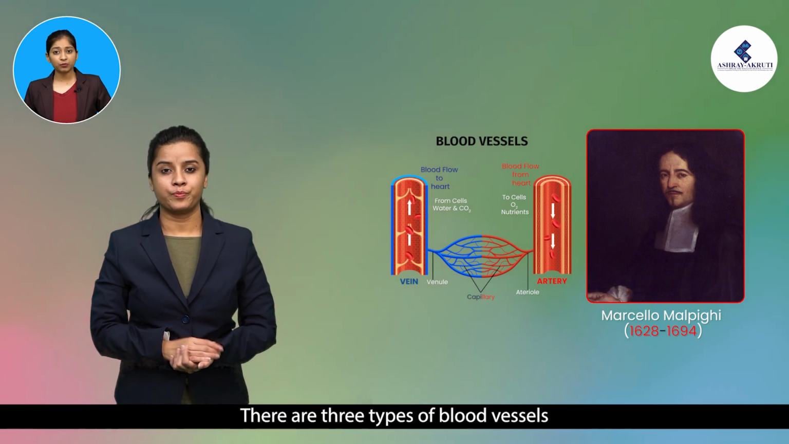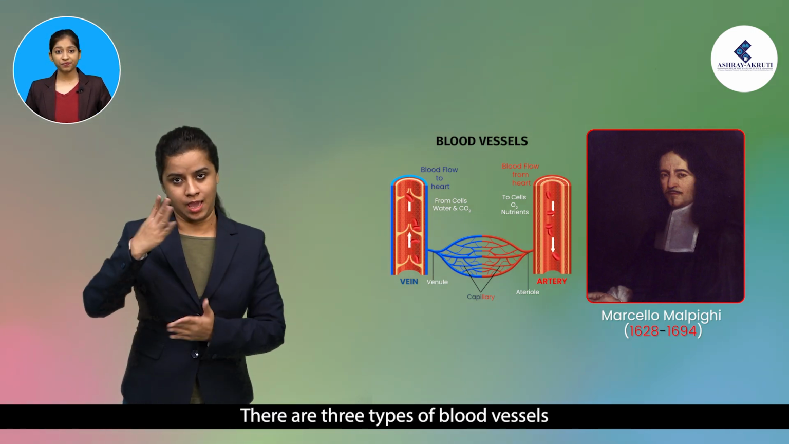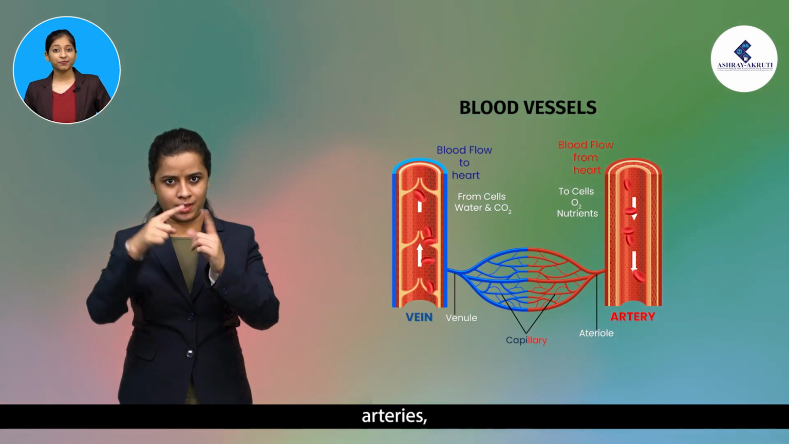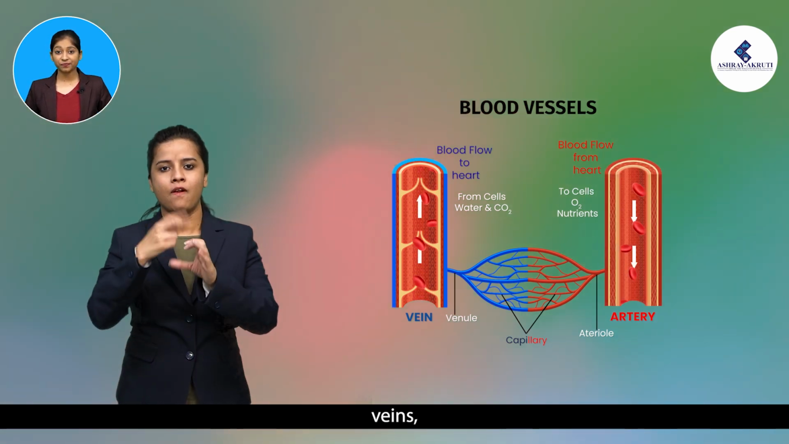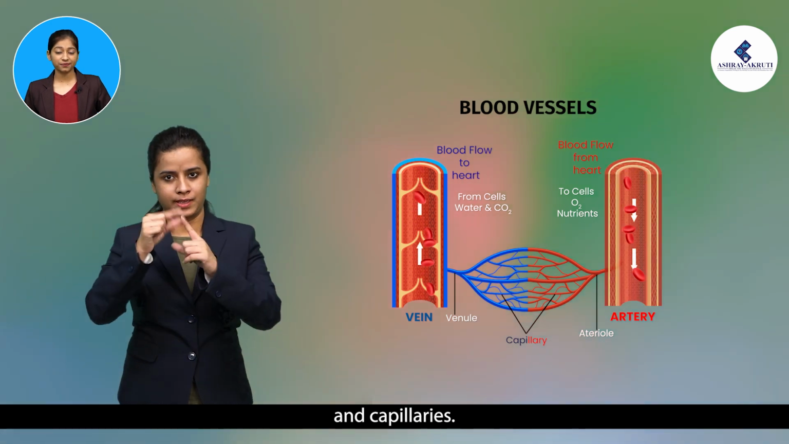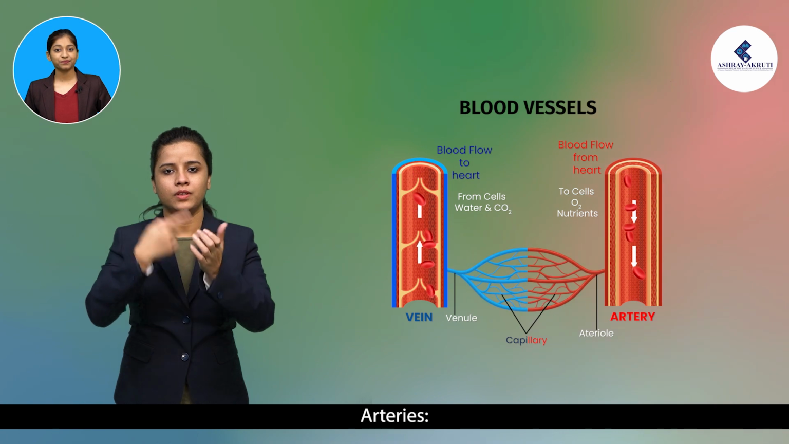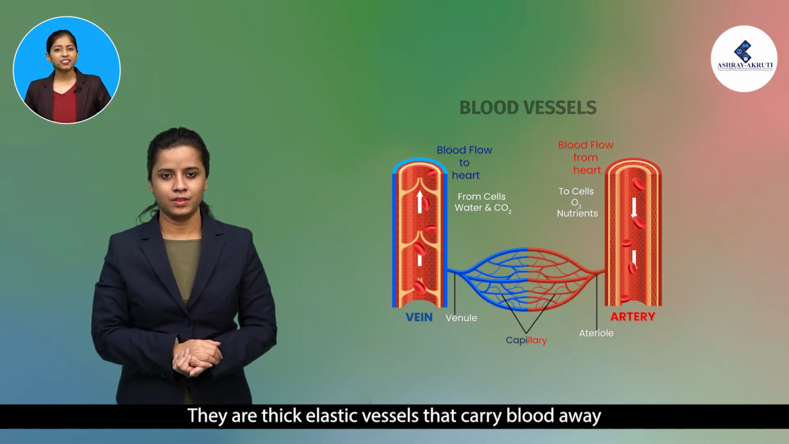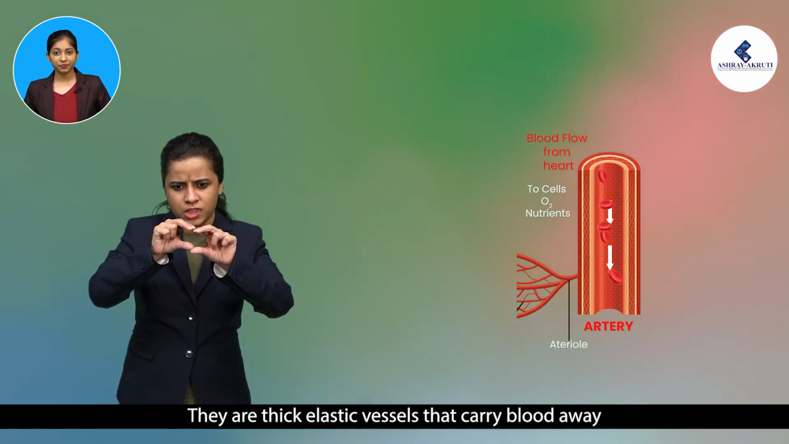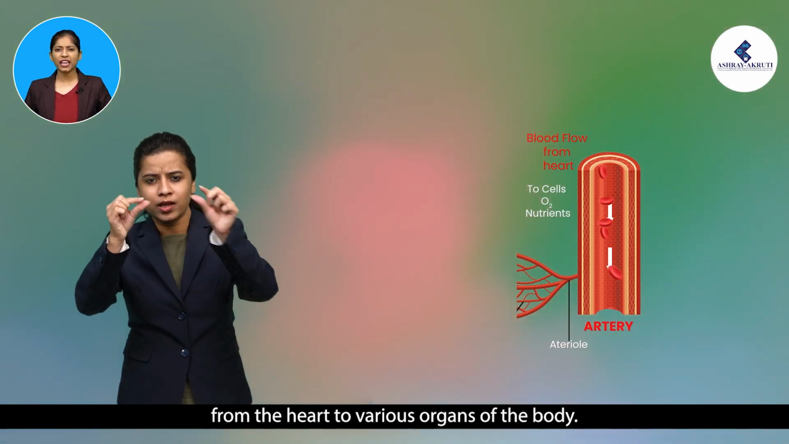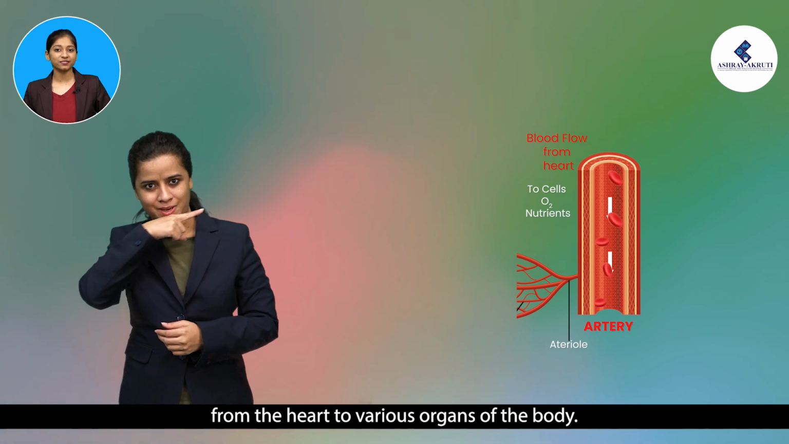There are three types of blood vessels: arteries, veins, and capillaries. Arteries. They are thick elastic vessels that carry blood away from the heart to various organs of the body.